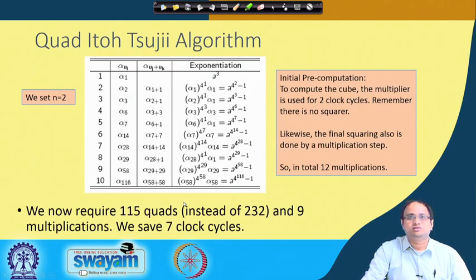So, what we try to do is that we just try to see if I apply quad Itoh-Tsujii now, okay, and then we will see what is the amount of advantage or improvement that you get over the normal Itoh-Tsujii inversion algorithm. So, if we implement this, we will initialize alpha 1 to say a cube, so that is a to the power of 3, and then I will try to do the addition chain, but now I do not need to go to 232, but rather I can stop at 116.